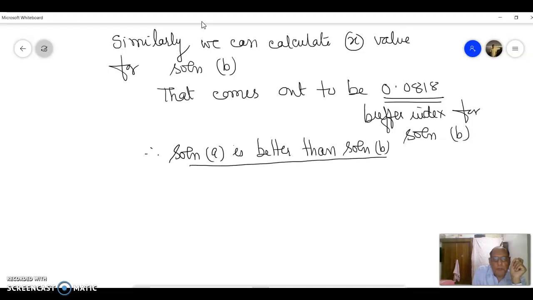It means we should not decide a better buffer solution merely on the basis of 1:1 molar ratio of salt to acid or salt to base. We should see which solution has the largest amount of acid and salt, base and salt. On that basis, the best buffer solution can be chosen, or out of the two, the better buffer solution can be given. That's all about this third misconception.